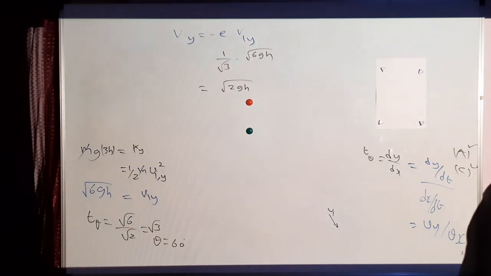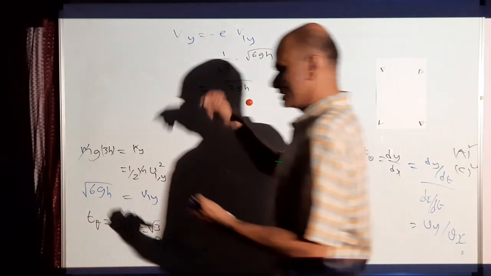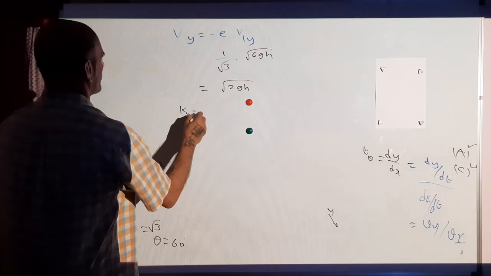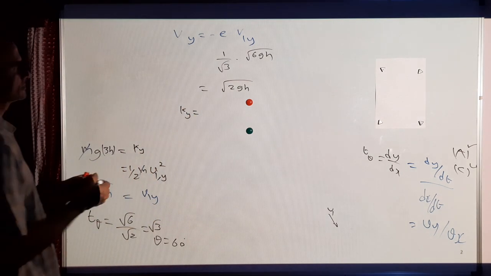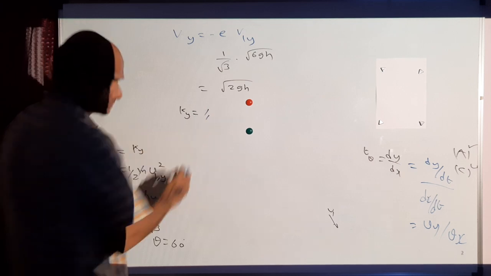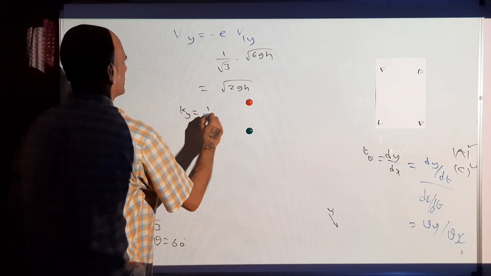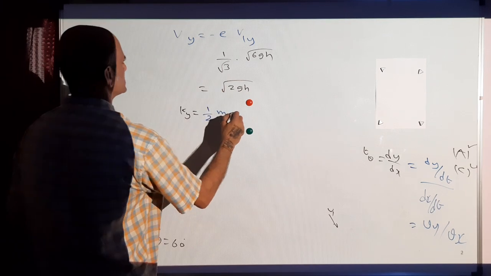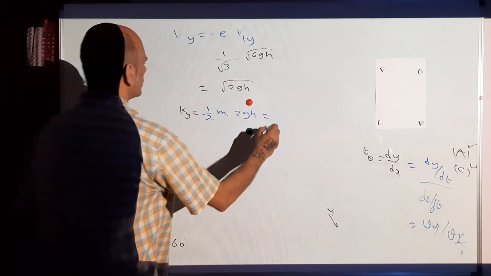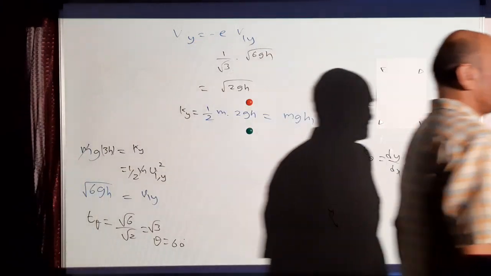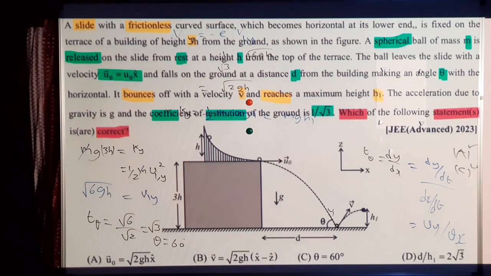So the kinetic energy of this vertical motion is half m vy square, where vy square is 2gh. That will go into increasing the potential energy mgh1, where h1 is the height gained after the bounce.